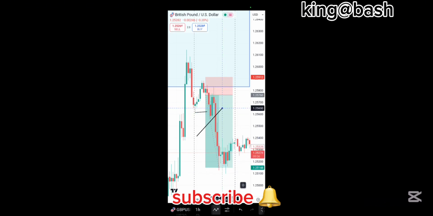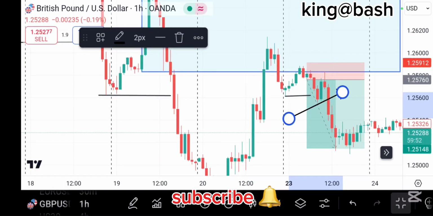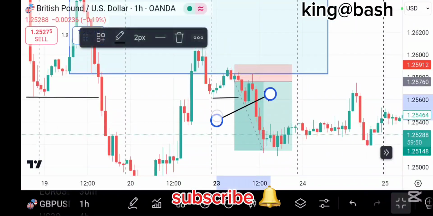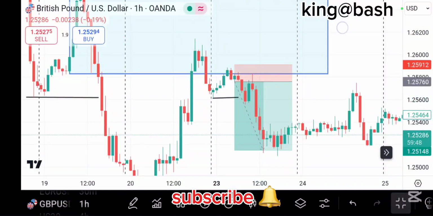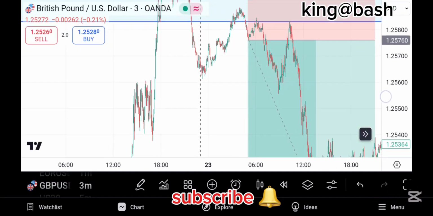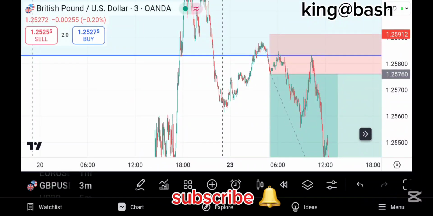So that is that. You can also go to a lower time frame to look for your entry, like the 5 minute and the 1 minute. You can go to those time frames and look for your entries. You can also look for an entry in a smaller time frame.